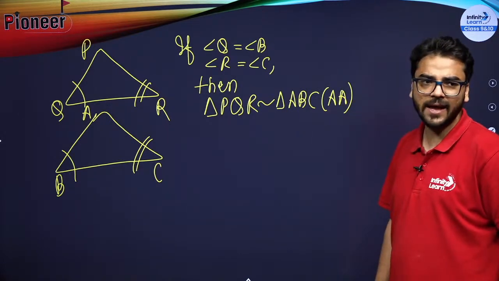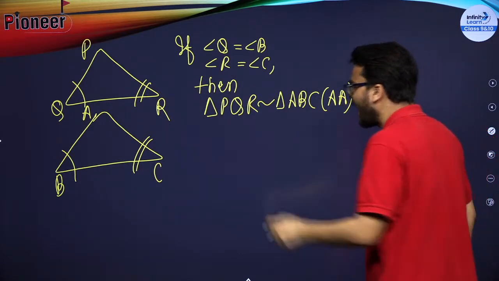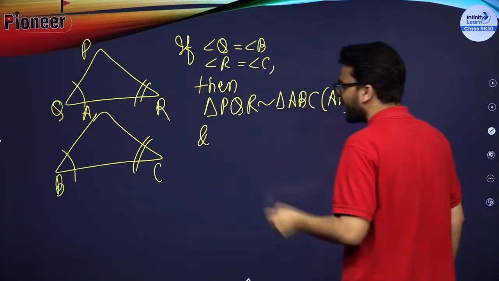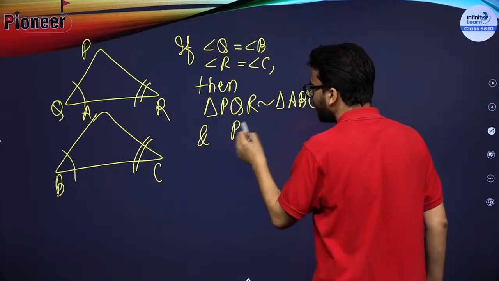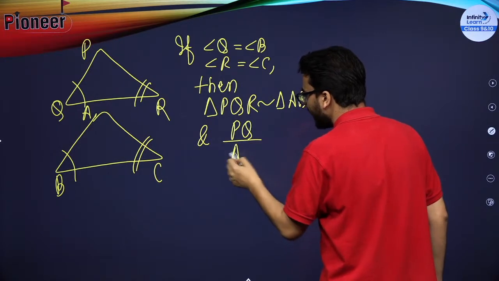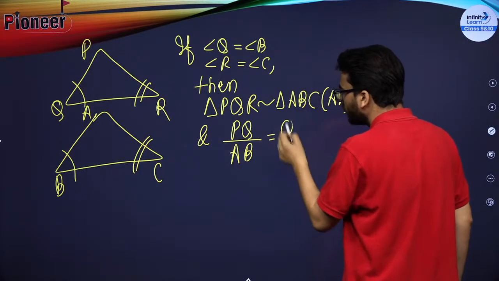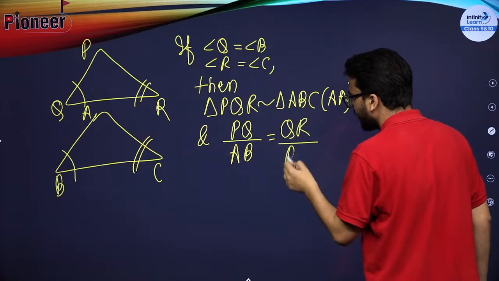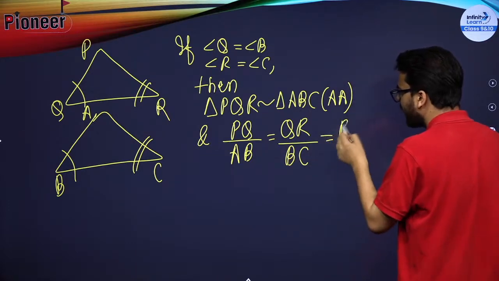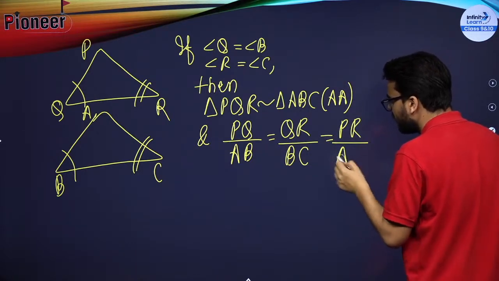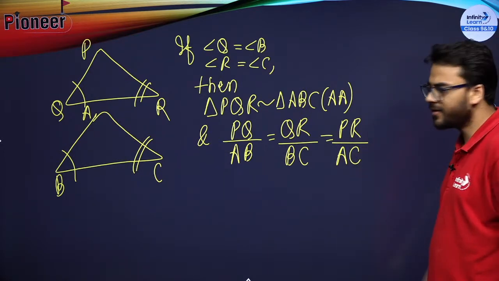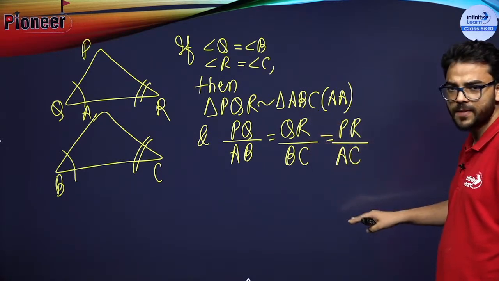By the AA similarity criterion they will be similar, and if they are similar, the ratio of their corresponding sides will be equal: PQ by AB, QR by BC, PR by AC. So if two triangles are similar, then the ratio of corresponding sides will also be equal.